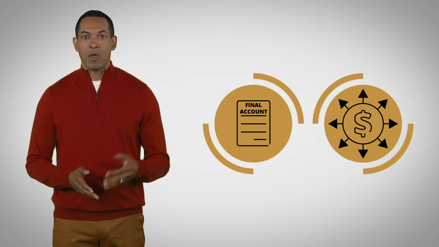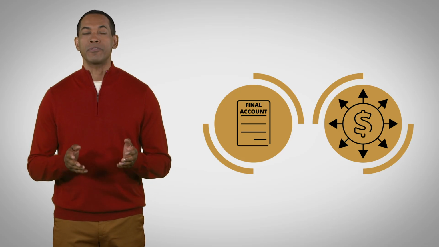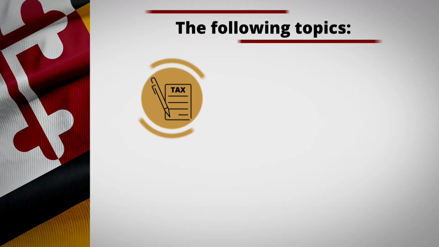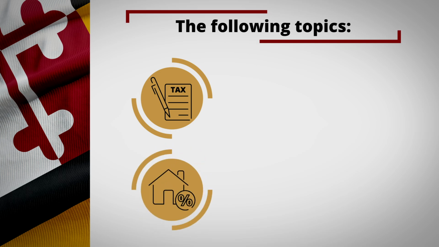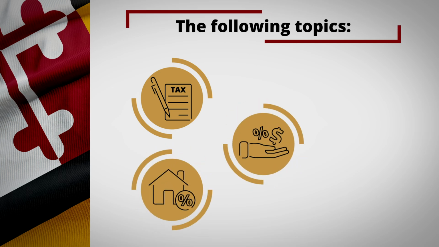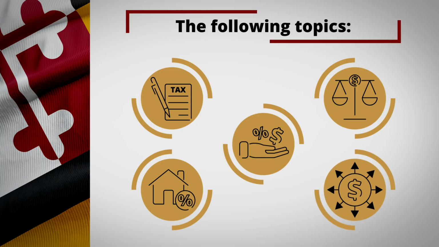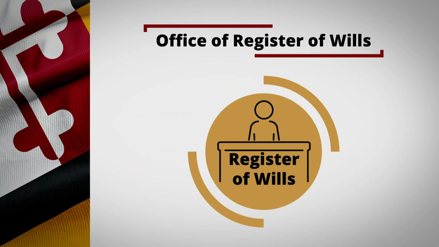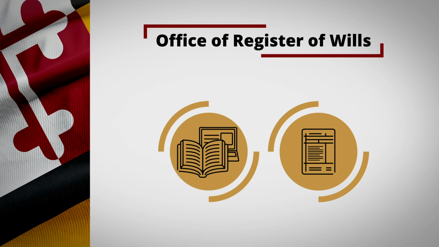for you. We will discuss regular estates and cover the following topics: inheritance tax, estate tax, the personal representative's commissions, attorney's fees, and distribution. The Office of the Register of Wills can help with forms and resources.